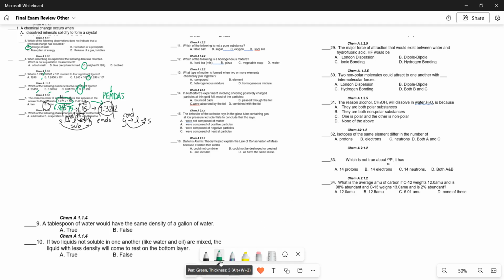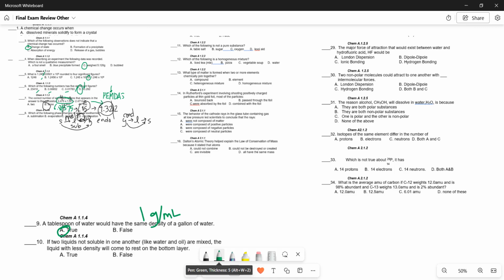It says a tablespoon of water would have the same density as a gallon of water. So density is grams per milliliter, and the answer is true. In fact, water, I make my students learn this, water is always 1 gram per milliliter. It doesn't matter if it is a tablespoon or a gallon.